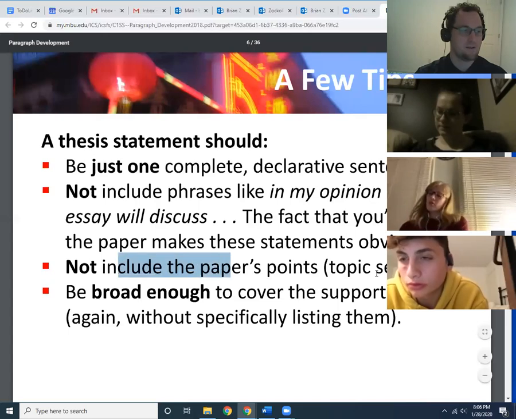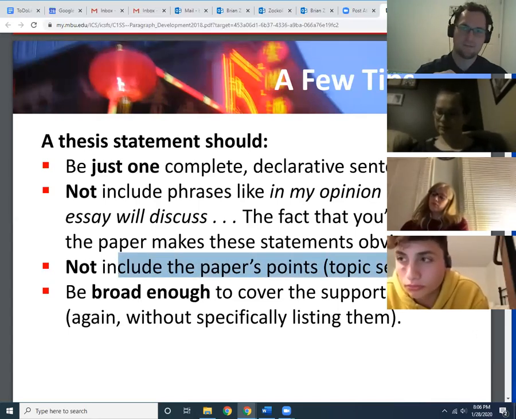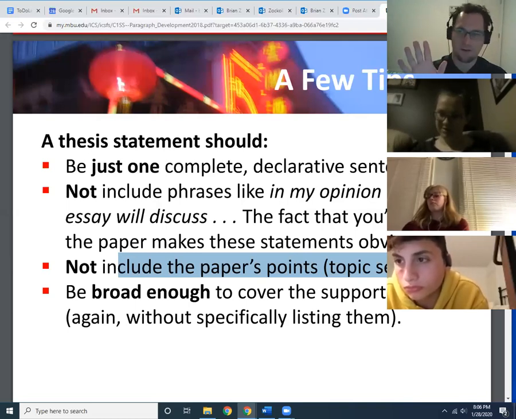It should not include the main points of the paper, so the topic sentences. The thesis statement stands on its own. So what we often say is, if I'm going to make the argument that the Orioles are the best team in baseball, of course, right?